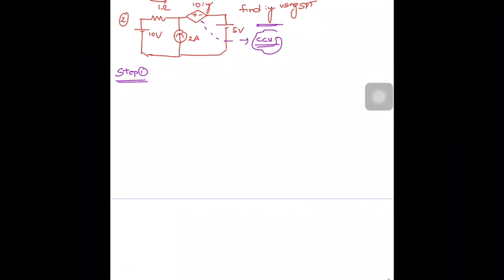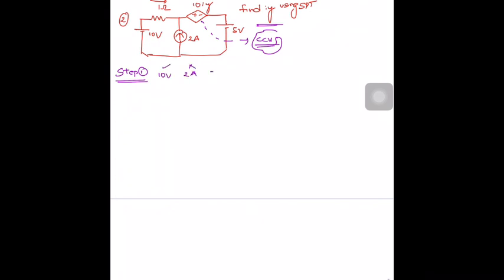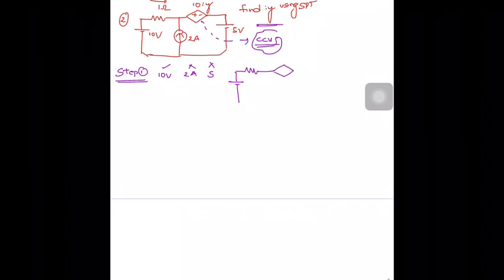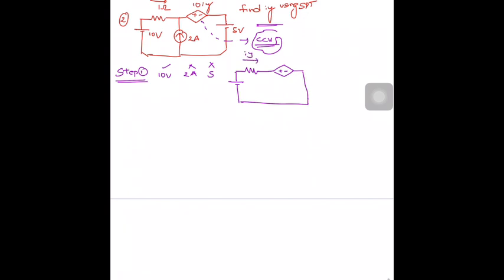Now there are 3 sources, so 3 steps can be done. One is considering only the 10 volts, suppressing the 2 amperes and 5 volts. So now the circuit will be such that the current source is open circuited. Don't forget, I made the same mistake when I was preparing. The current source should be open circuited and the voltage source should be short circuited. Current is I1, Iy, 1 ohm, 10Iy, 10 volts.